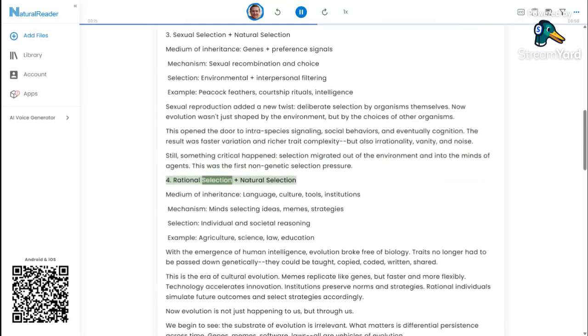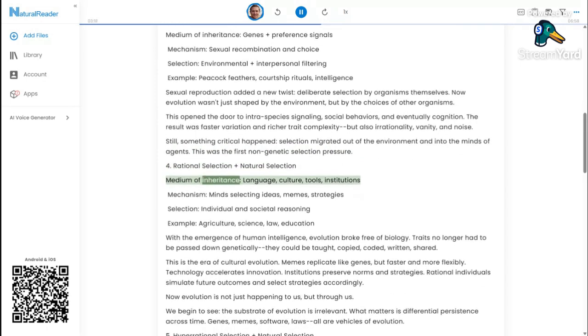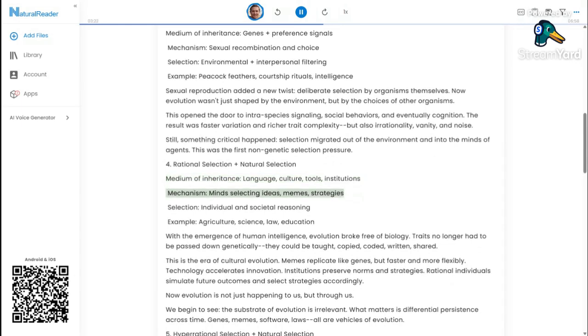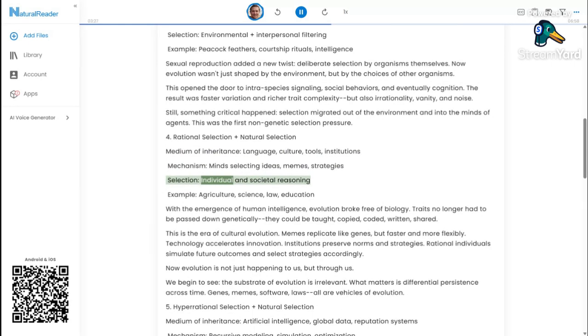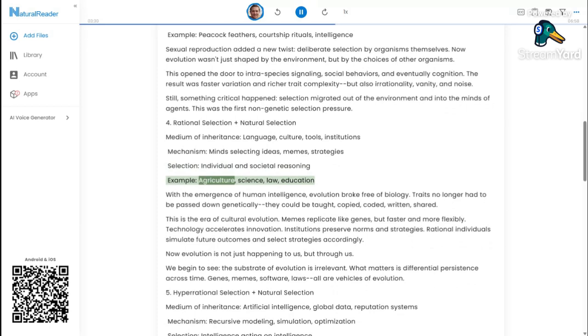4. Rational selection plus natural selection. Medium of inheritance: language, culture, tools, institutions. Mechanism: mind selecting ideas, memes, strategies. Selection: individual and societal reasoning. Example: agriculture, science, law, education.